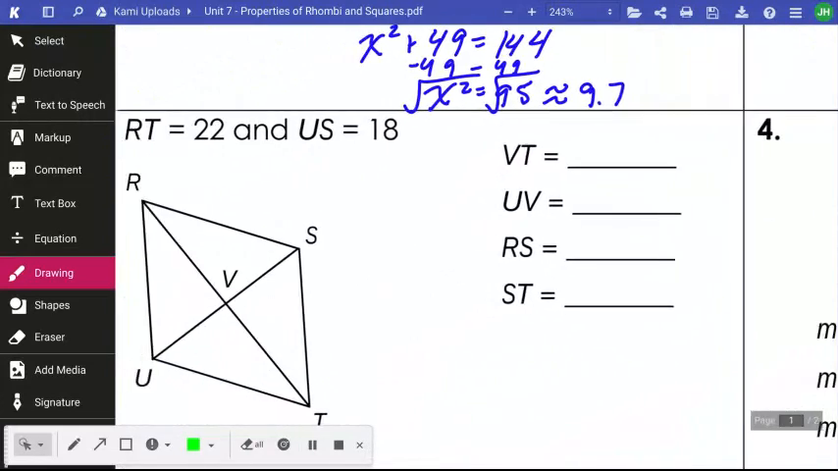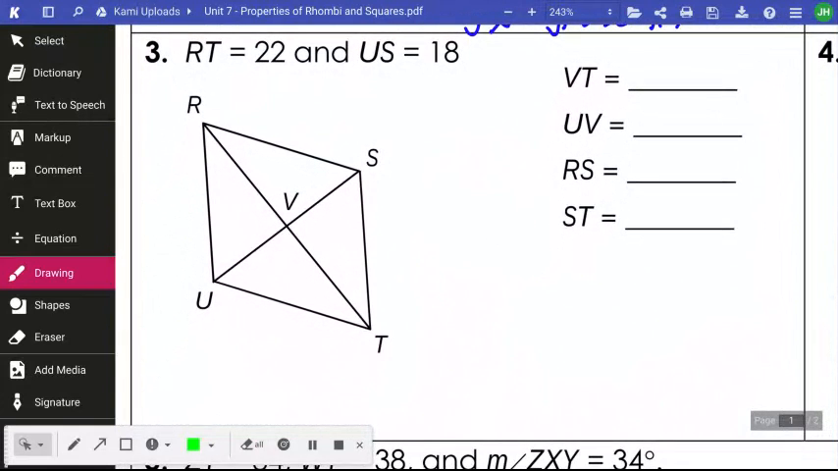Moving on down to number 3. We have RT is 22, and US is the other diagonal, and is 18. Okay, so we have those 2 measures, which means that, again, we have this right angle, but that each of the sections for the diagonals are split in 2. So if this RT is 22, this part is 11, and this part is 11. If that US is 18, this part is 9, this part is 9.